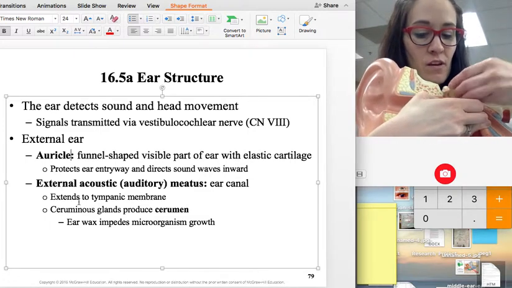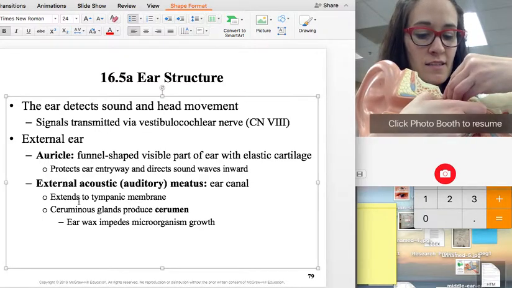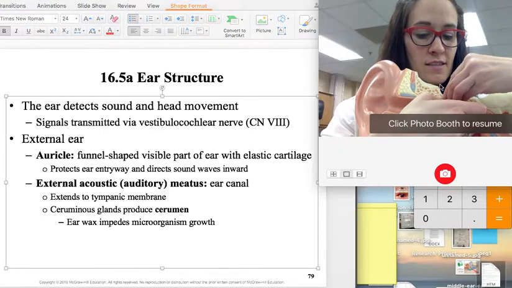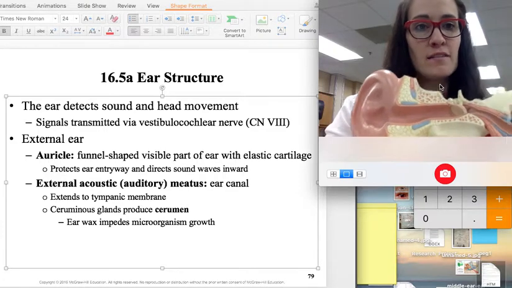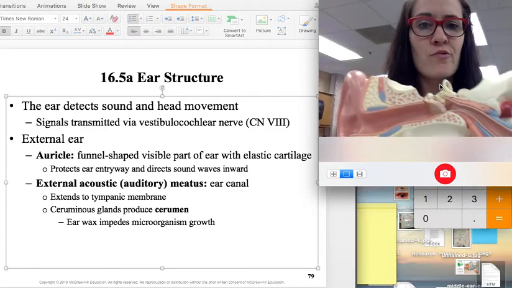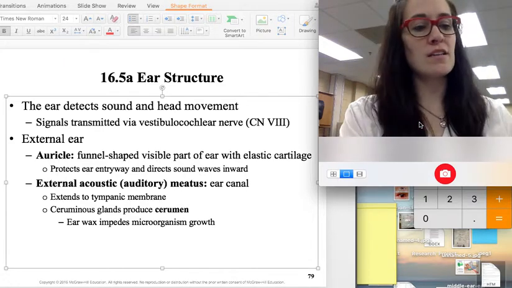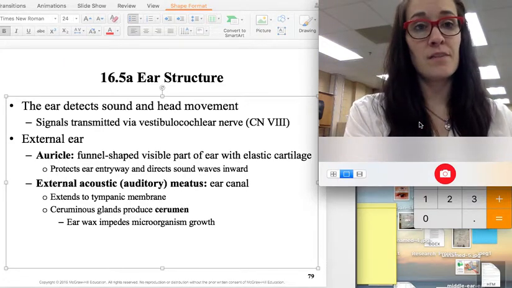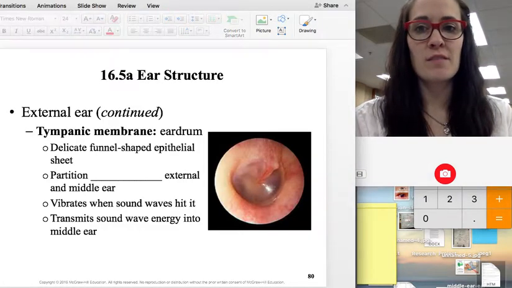Now, you probably are well aware that in this canal there's earwax. And the earwax is produced by glands called ceruminous glands, and the wax itself is called cerumen. It's a modified sweat gland. And the reason why we have earwax is to protect the middle ear from possibly getting infected with microorganisms.